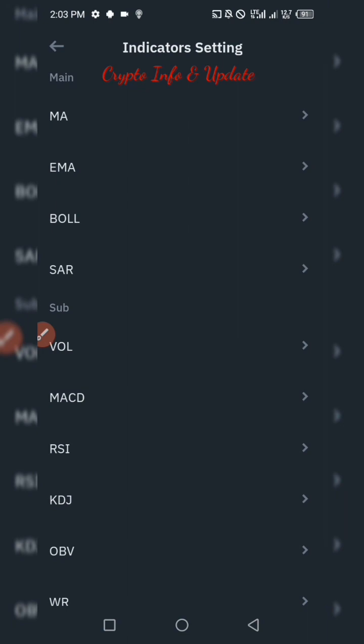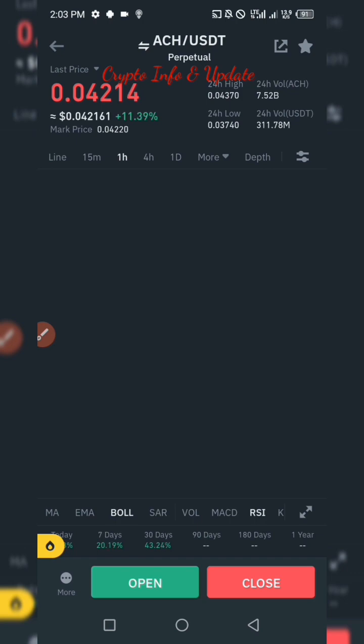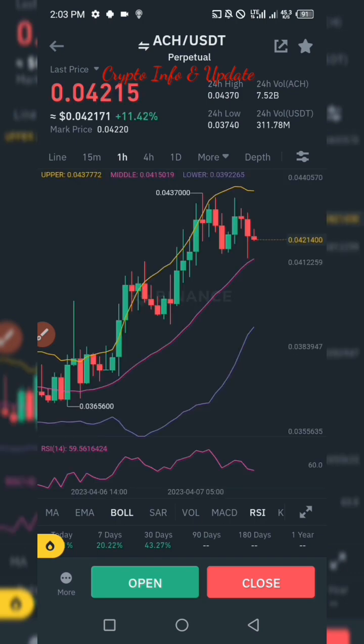All right, good. So then just go back. So it means we deactivated RSI 1 and RSI 3. Do you understand? So we are working with RSI 2, the middle one. The middle one. Do you understand?